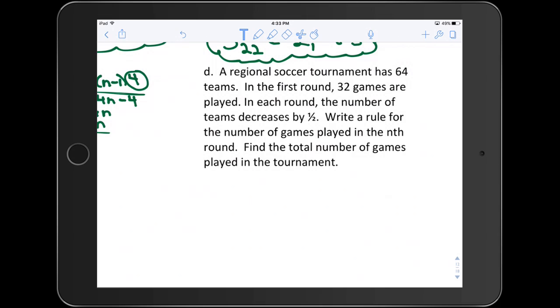Letter D: a regional soccer tournament has 64 teams. In the first round, 32 games are played, and games are played in each round.